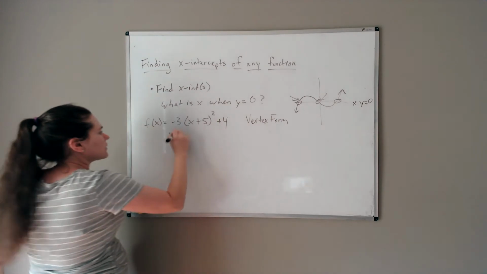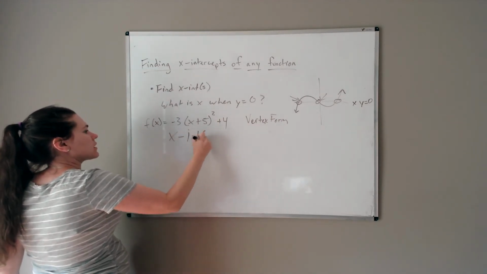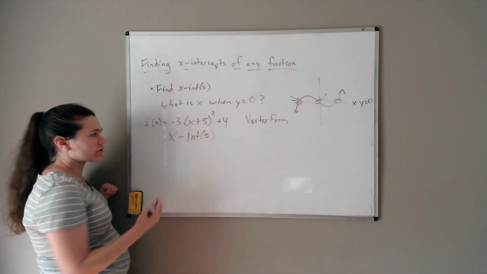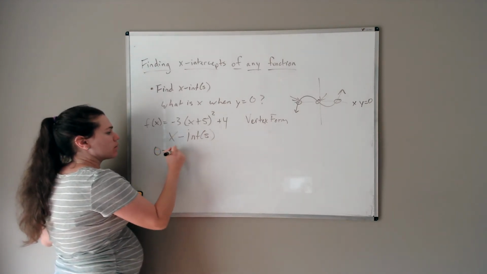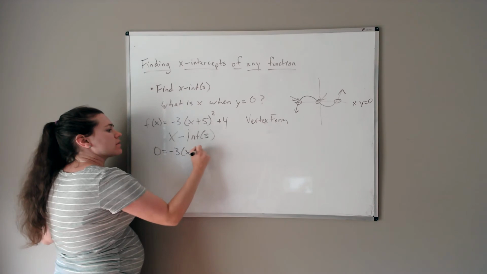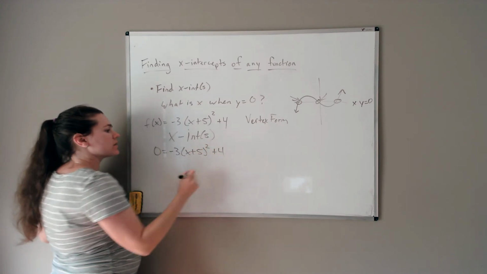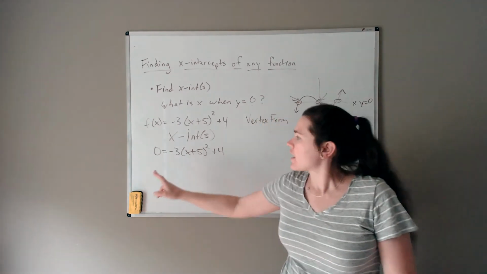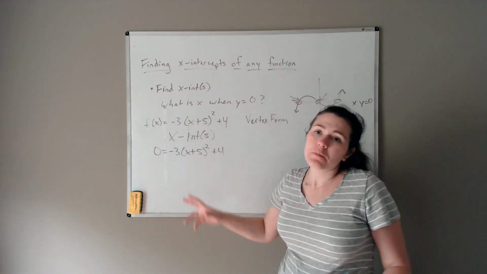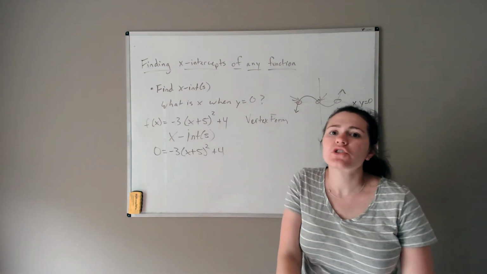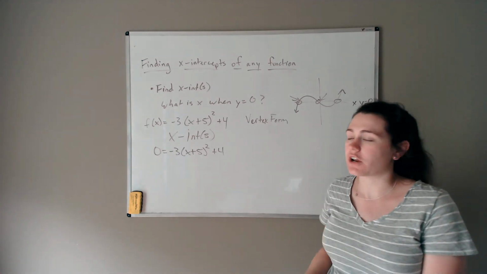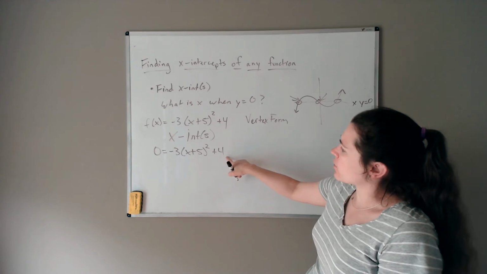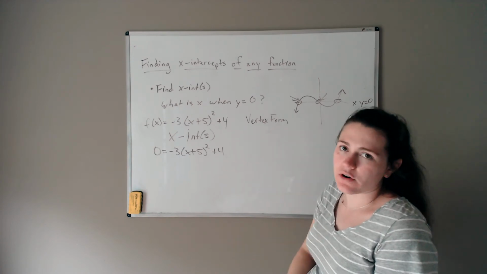And if I want the x-intercepts, I still want to know what are the values of x when the output is 0. So I want to know when is my input going to give me an output of 0. When you know what the output is and you want to know what the input is that gives you that output, that's when you're solving an equation, okay? So notice you have vertex form set equal to 0.